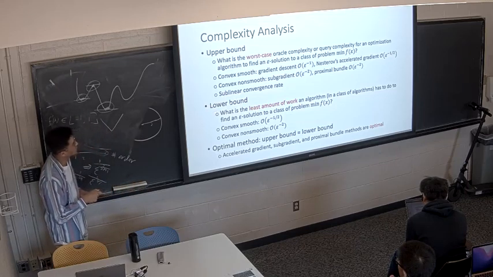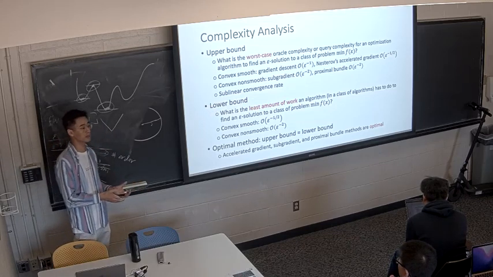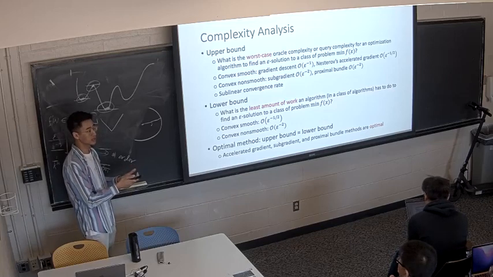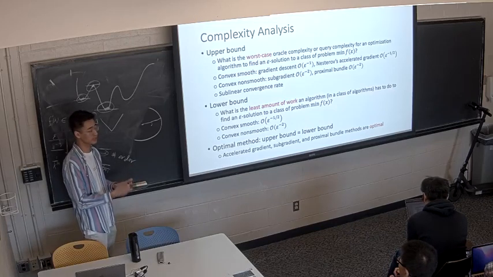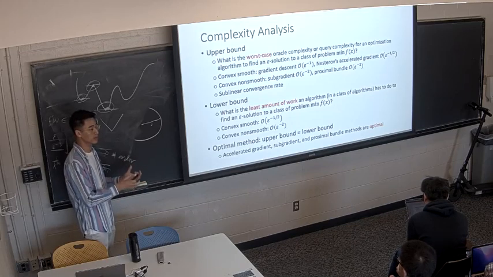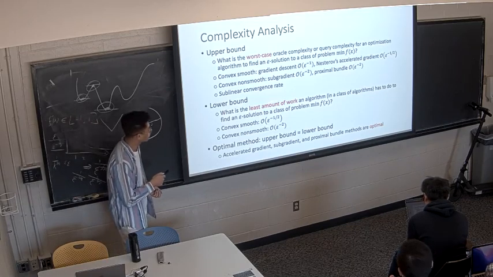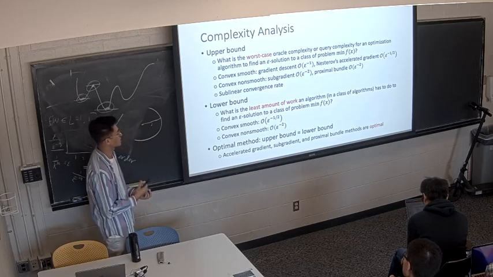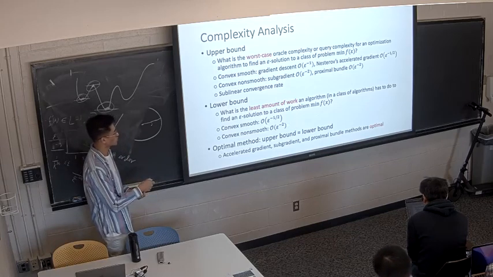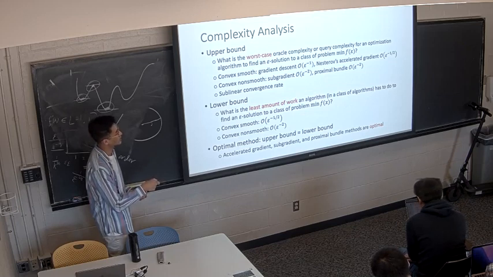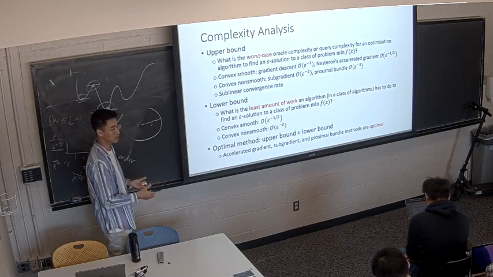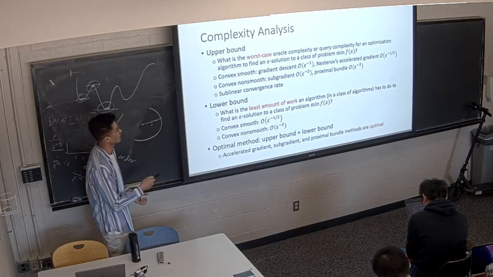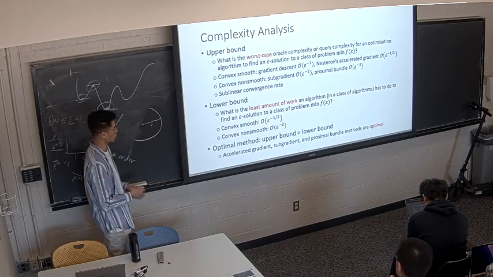So for the lower bound, this is to describe how difficult my problem is. The upper bound describes how efficient my algorithm is, and the lower bound describes how difficult my problem is to solve. So this is to talk about the least amount of work that a certain algorithm has to do to solve a class of problems. And when we talk about an algorithm, this has to be in a class. So this algorithm has to satisfy certain properties so that they lie in a class. And this is the least amount of work you have to do.